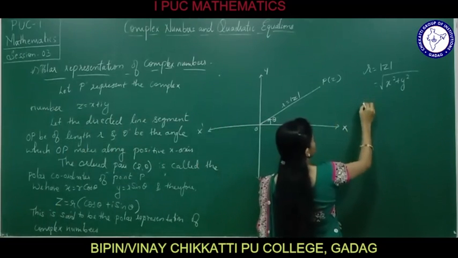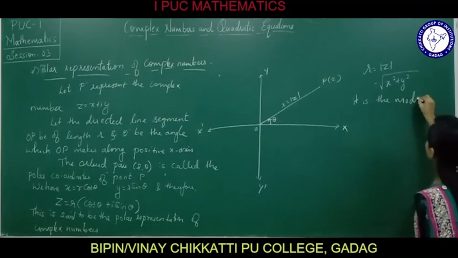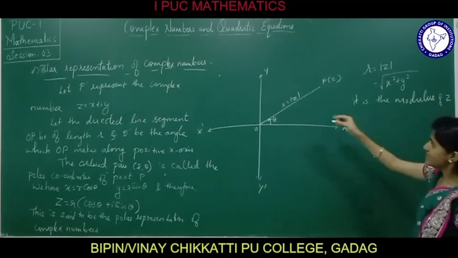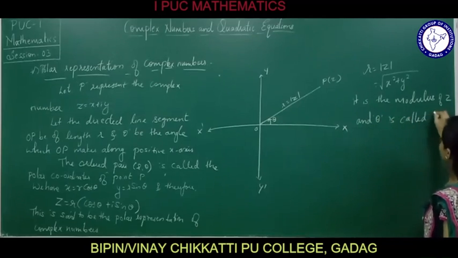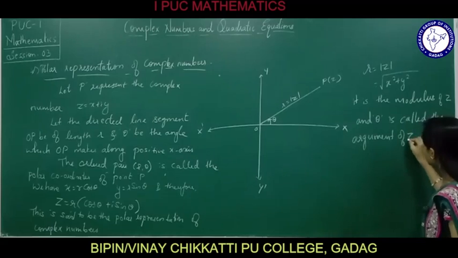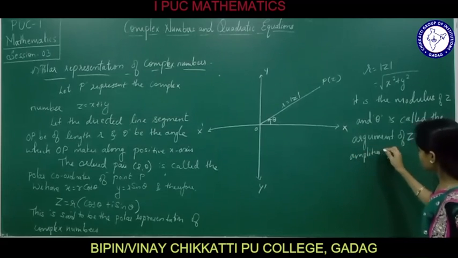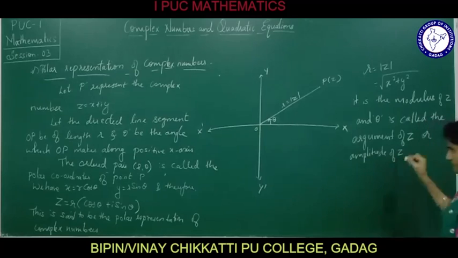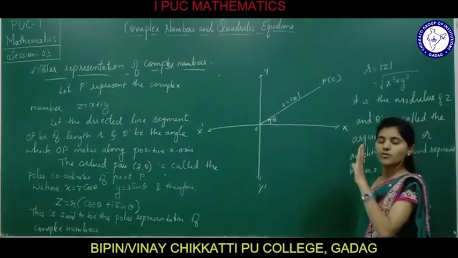Root of x square plus y square is the modulus of z, and theta is called the argument of z, or we call it the amplitude of z, and it is represented by arg z. This is all about the polar representation.